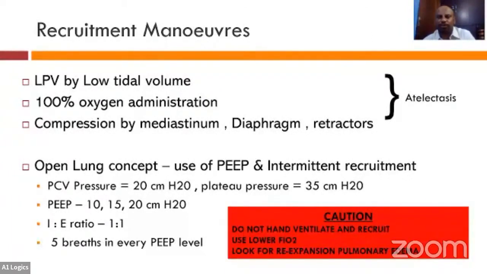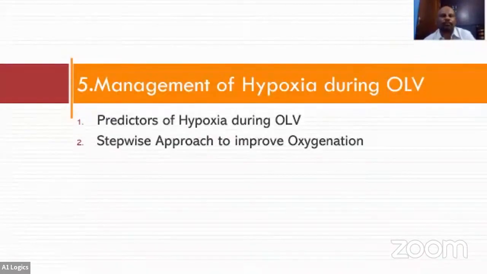So whenever you are giving a recruitment maneuver, be very cautious. Don't hand ventilate. You might actually end up in lung damage. And use lower FiO2, because high FiO2s during a recruitment maneuver will produce a lot of oxygen toxic radicals. And look for re-expansion pulmonary edema.